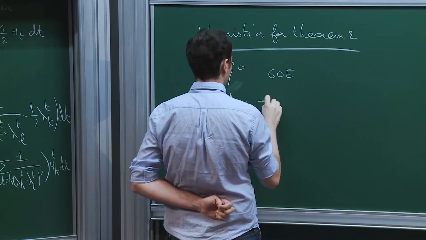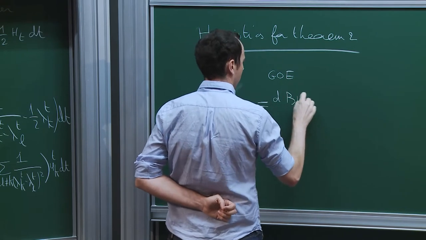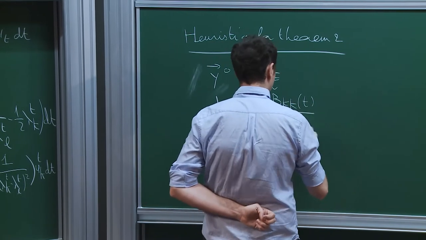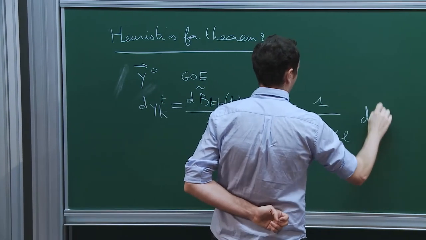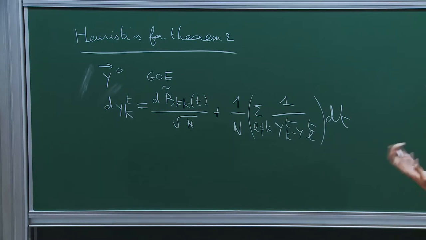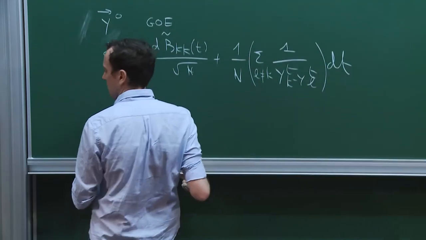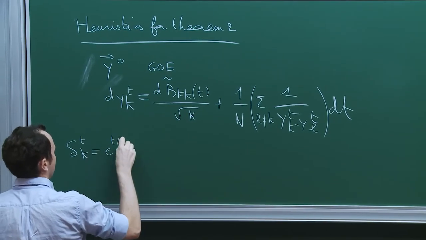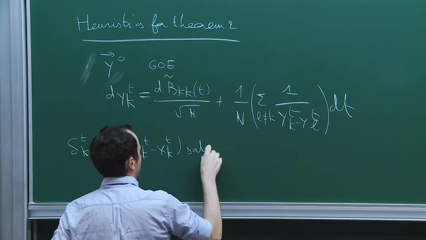And the dynamics for y are just the same. So you do your dyk is equal to 1 over n dbkk, okay, and then by looking at the difference between y and x, you get a parabolic equation. So delta k at time t equal exponential t over 2 times yk minus xkt satisfies the parabolic equation.